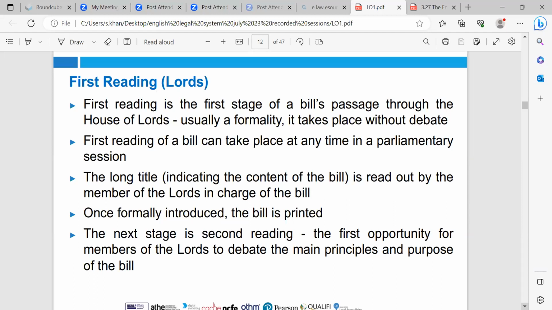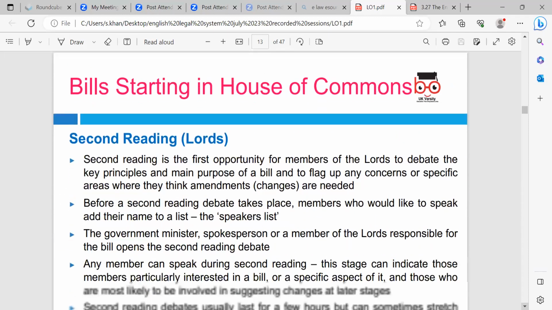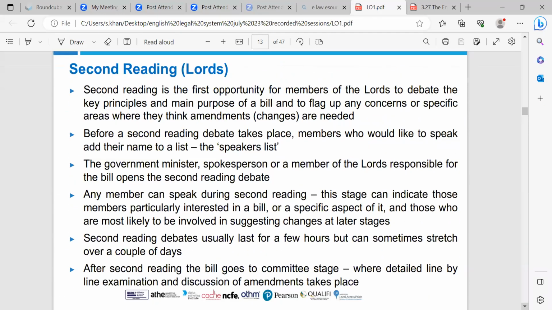The next stage is the second reading, the first opportunity for the members of the Lords to debate the main principles and purposes of the bill. Second reading in the Lords. Second reading is the first opportunity for members of the Lords to debate the key principles and main purpose of a bill, and to flag up any concerns or specific areas where they think amendments, any sort of changes, are needed.